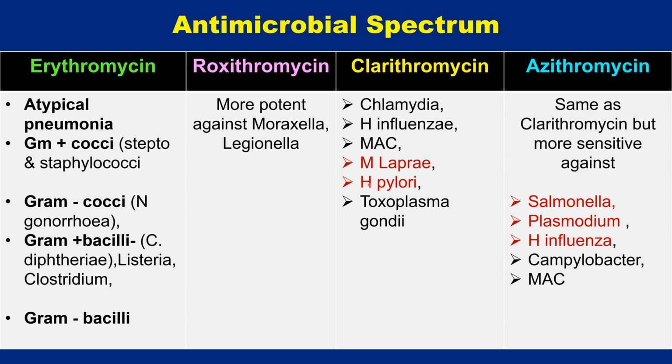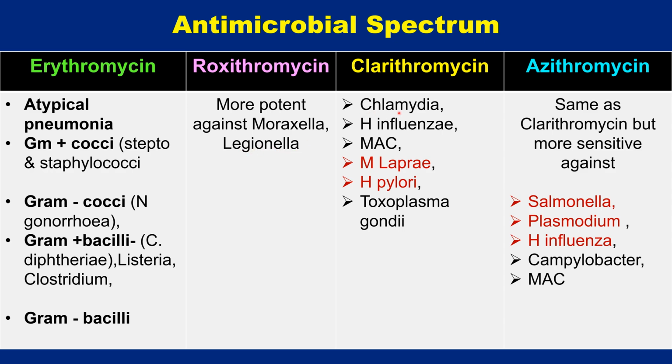Now coming to the antimicrobial spectrum of erythromycin, roxithromycin, clarithromycin, and azithromycin. First, erythromycin is sensitive against atypical pneumonia organisms, gram-positive cocci such as Streptococcus and Staphylococcus, gram-negative cocci, gram-positive bacilli, and gram-negative bacilli. Roxithromycin is more potent than erythromycin, and is sensitive against Moraxella and Legionella species.